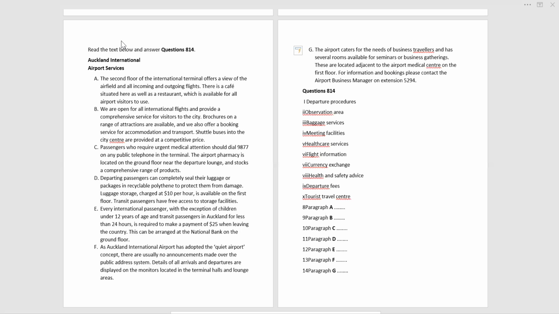The airport caters for the needs of business travelers and has several rooms available for seminars or business gatherings. These are located adjacent to the airport medical center on the first floor. For information and booking, please contact the airport business manager on extension 5294. So 14 is 4, that is meeting facilities, right? Business is with meeting, 14 is for 4. So these are the answers here.